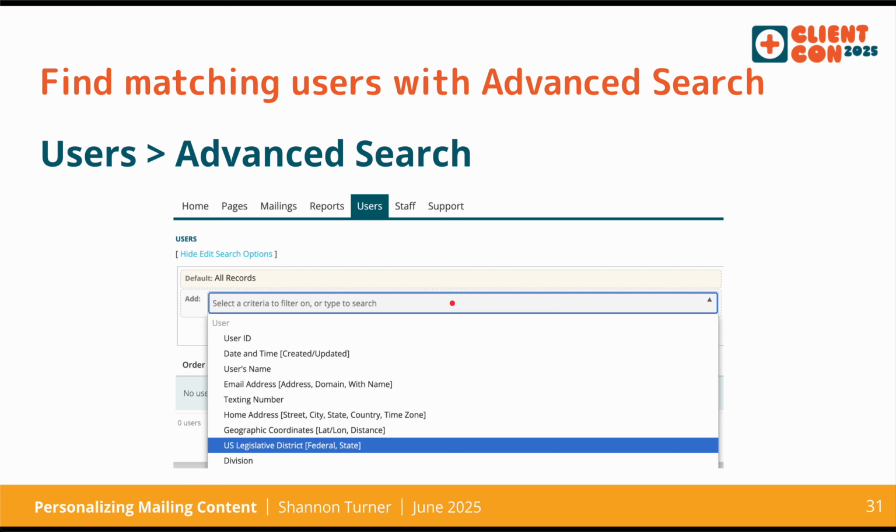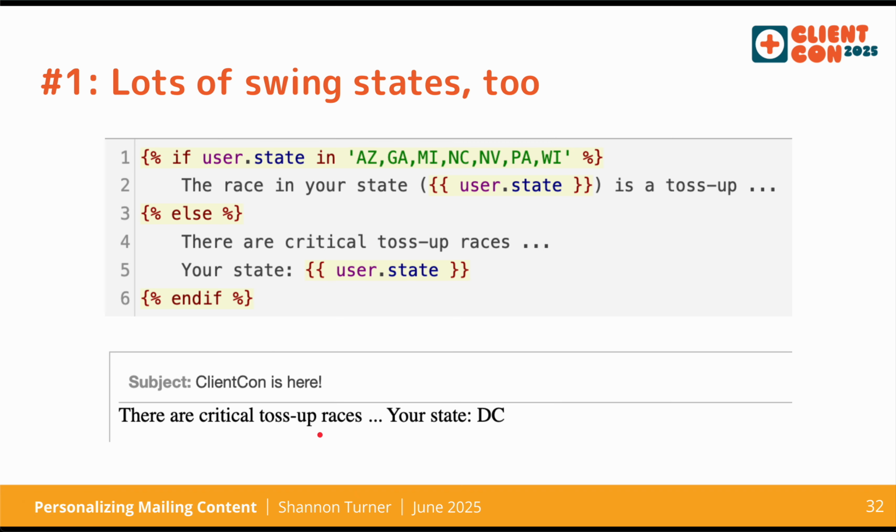If you don't know a user that matches the criteria that you're looking for, don't worry, because you can use the advanced search from the users tab to find them. So here I find the US legislative district, and then I can filter by the districts that I want. And you could do this for states also. This doesn't have to be for US House District.